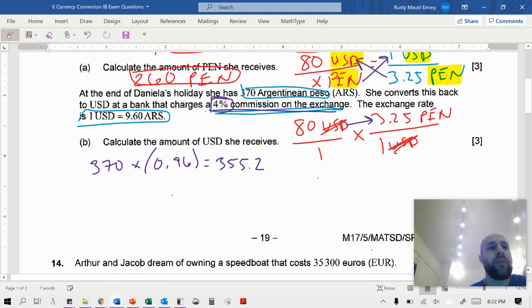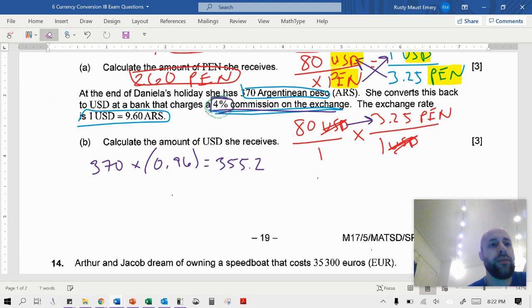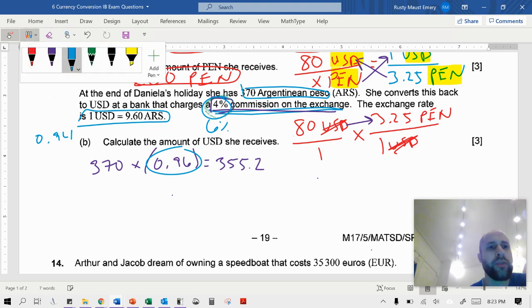Just to clarify, if this 4% had been 6%, so 6% commission, then the number that I would have multiplied by would have been 0.94. I'd be left with 94% of the original amount. Okay. Now in this case, we have our commission accounted for.